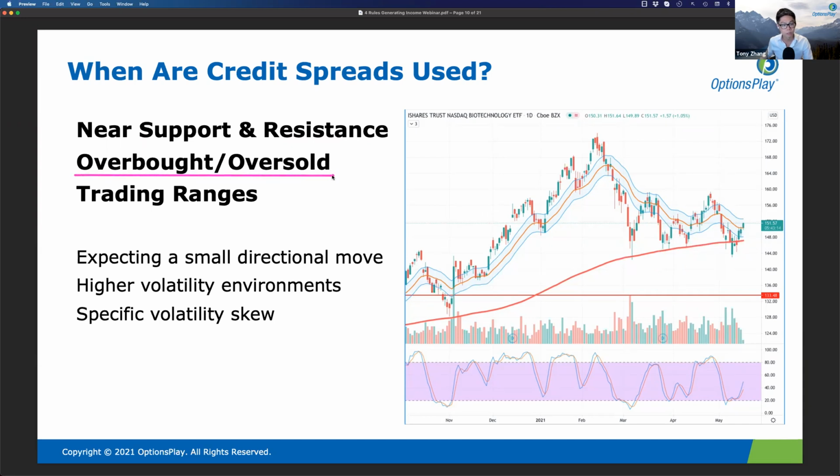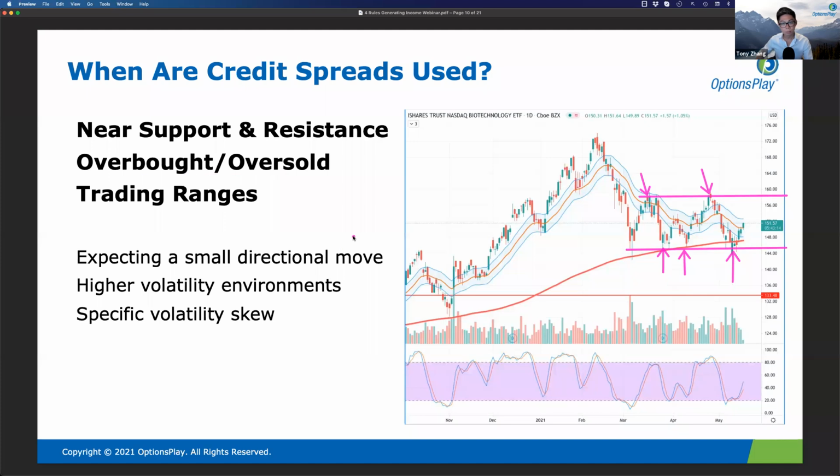Overbought and oversold conditions. If you look at a technical indicator, when a stock is oversold, those are opportunities to sell a credit spread. Those are likely reversal points. As long as they reverse, it doesn't matter if they reverse by a little bit or a lot, credit spreads are going to be profitable. Or trading ranges. Once you've established that a stock is within a trading range, you can trade the top of the range by selling a call credit spread, trade the bottom of the range with a put credit spread, and you can do this over and over again, selling a credit spread once you've identified a trading range.